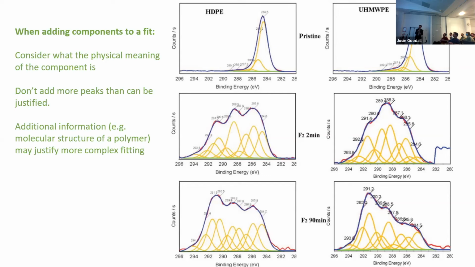So when adding components to a fit, consider what the physical meaning of that component is. Don't add more peaks than can be justified, either by arguments about what the peak maxima should be, again maybe based on some standards, or from outside information like the structure of the polymer, for example, or any other information. So again, additional information, like the structure of the polymer, may justify more components. If you're only fitting like that, that's your only information. There's an infinite number of models.